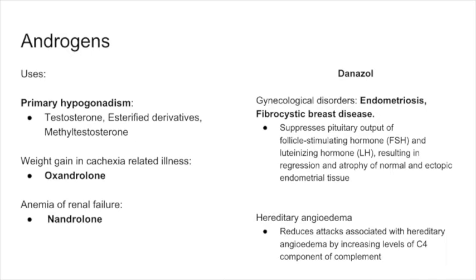And then lastly, again, very niche, hereditary angioedema. It reduces attacks associated with hereditary angioedema by increasing levels of C4 complement. Most of those things on this page are a little nitty-gritty. I think I would remember danazol and the gynecological disorders. That may come in useful. I do remember seeing a question or two about that. And of course, understanding primary hypogonadism is the primary use for androgens that you're going to see.